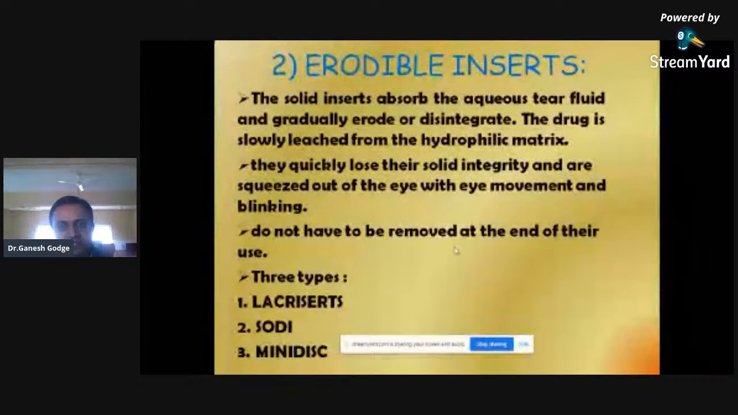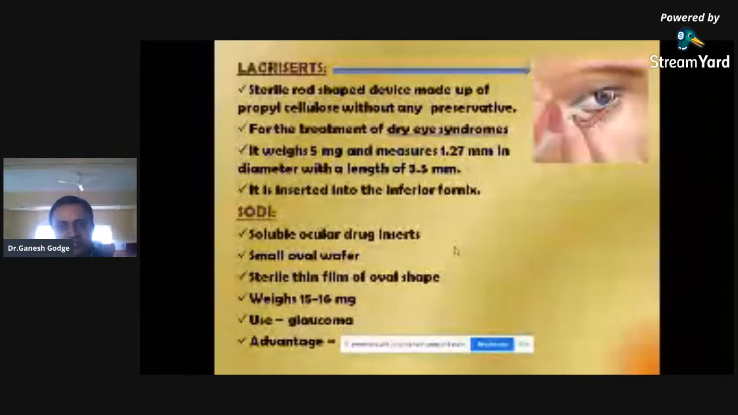Examples are Lacrisert, soluble ophthalmic drug inserts, that is SODI, and minidiscs. What are Lacriserts? They are rod-shaped devices made up of hydroxypropyl cellulose without any preservative. What are soluble ophthalmic drug inserts? They are soluble ocular drug inserts, small oval wafer-like structures, sterile thin films of oval shape that weigh about 15 to 16 milligrams, and are mostly used in glaucoma, that is for the treatment of ocular blood pressure.